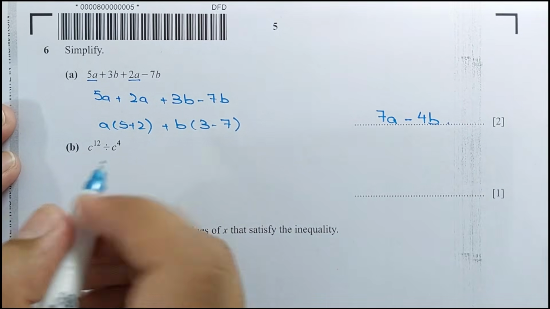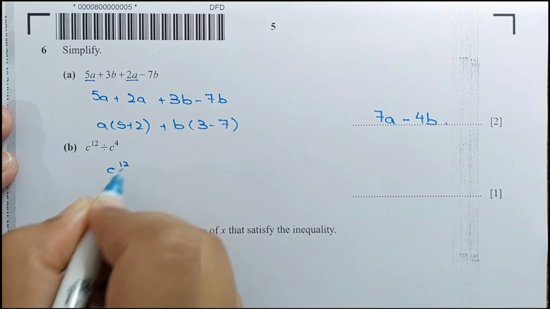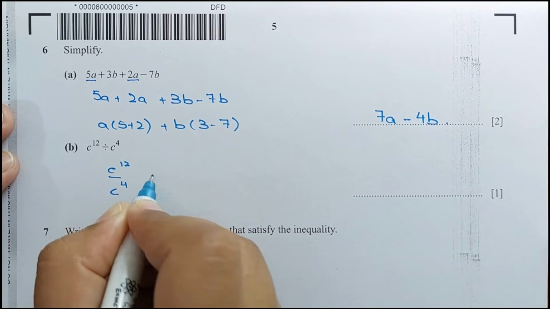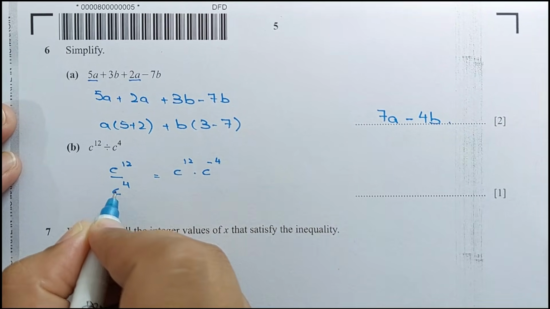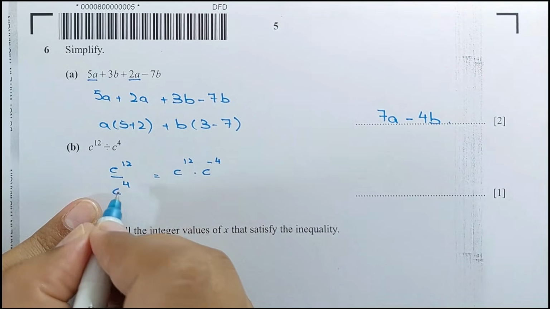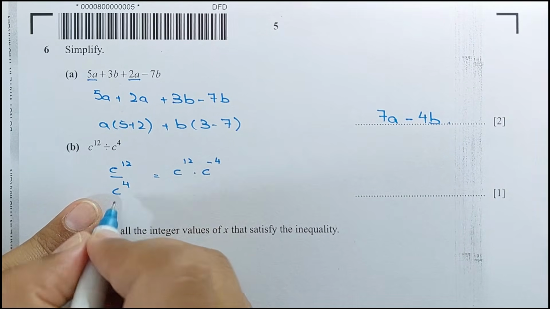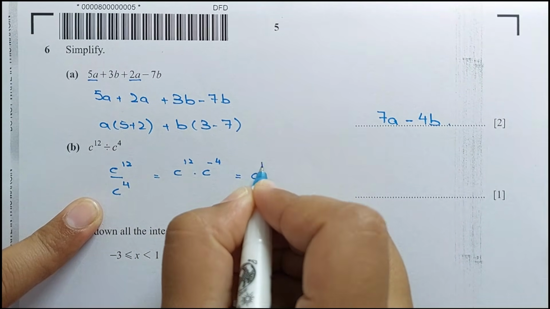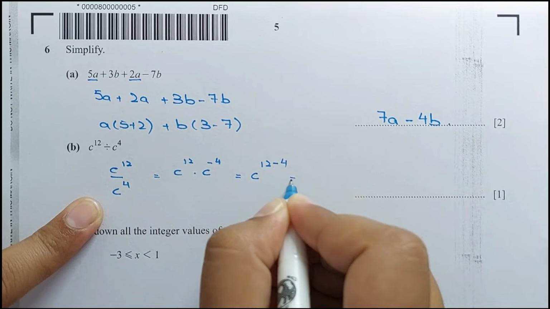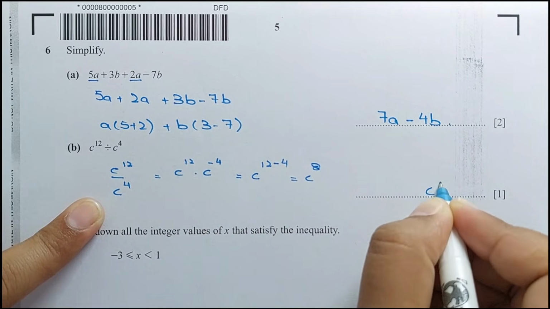Right. Now for part B, c to the power 12 divided by c to the power 4. So this is c to the power 12 times c to the power negative 4. When you have the same bases, you can shift that number to the numerator. So when the bases are the same, we can add the powers, 12 minus 4. So here c to the power 8.